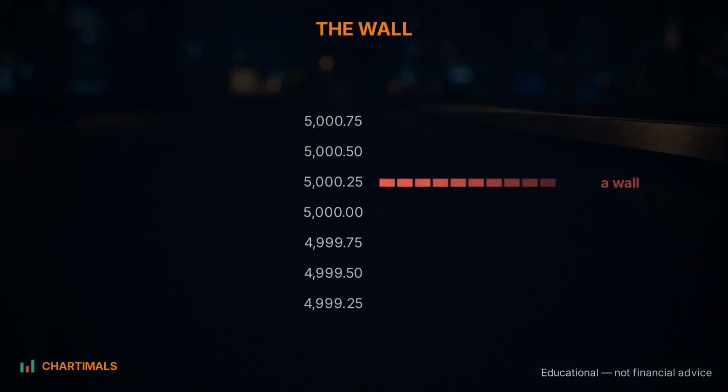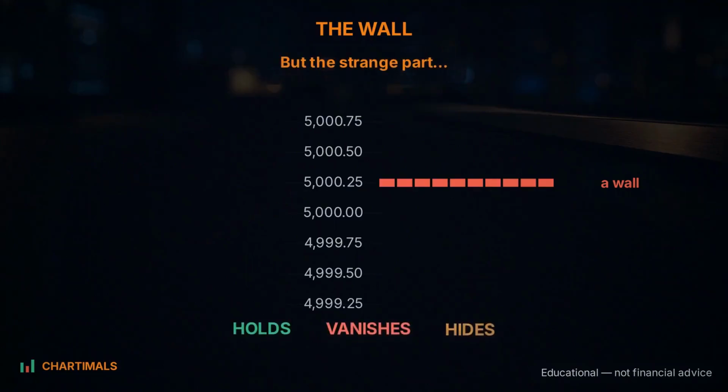Watch this price ladder. A wall of orders just stacked up at one price, thousands of contracts, all lined up to sell. Almost everyone who sees that thinks the same thing. That's a brick wall, the price will bounce right off it. But here's the strange part. A wall that looks exactly like that can mean three completely different things. One is real. The other two are traps.